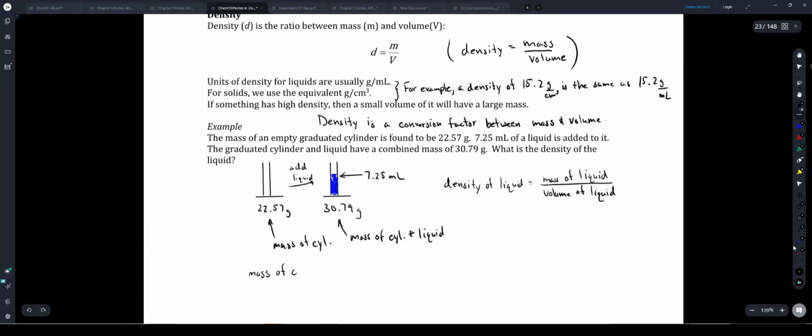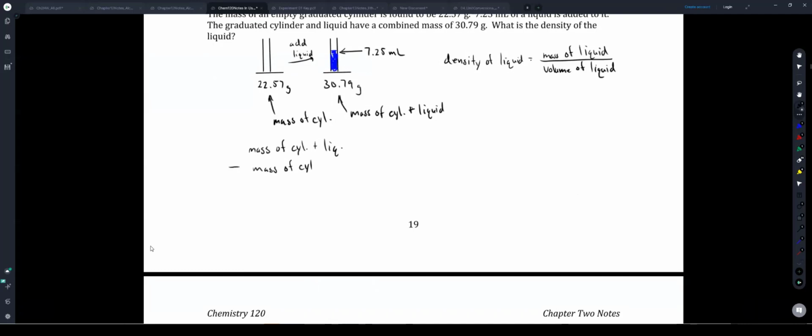So it's the mass of the cylinder plus the liquid, minus the mass of the cylinder, gives you the mass of the liquid. Good, very good. That's called masses by difference. You always subtract out the container. You have to use a container, right? Because you can't weigh a liquid without it spilling all over the place. So you have to put it in a container.